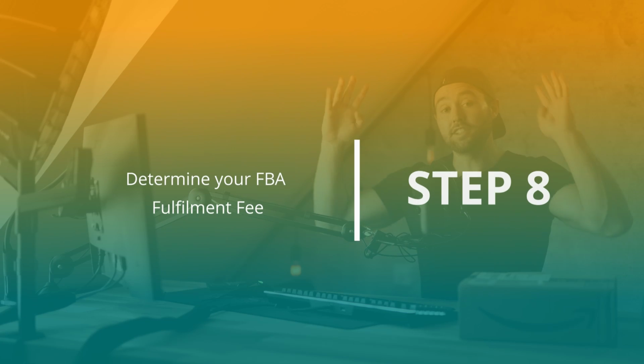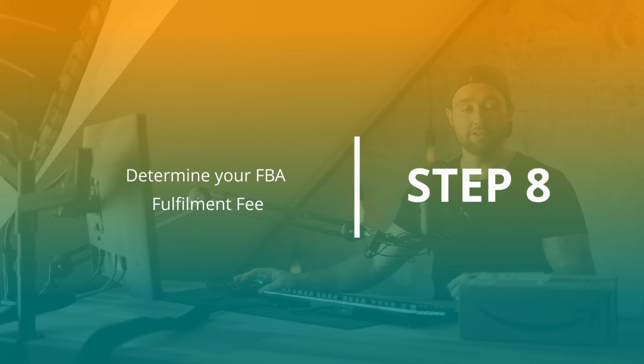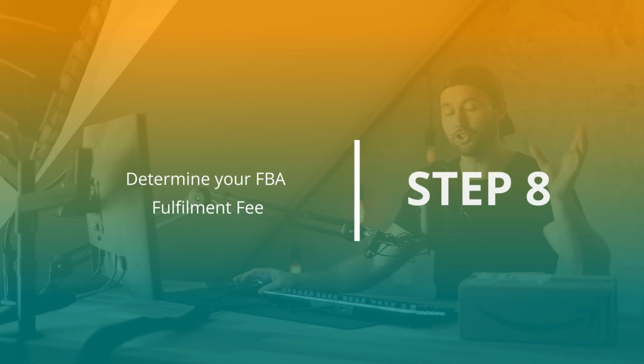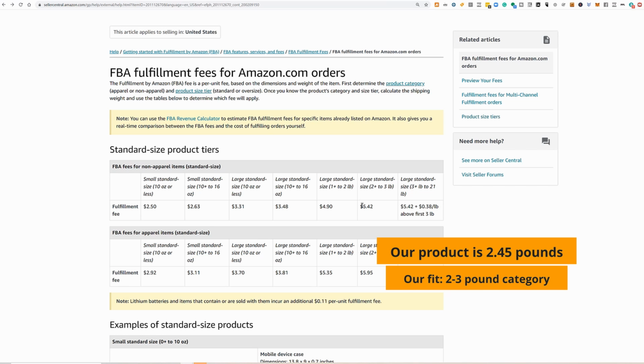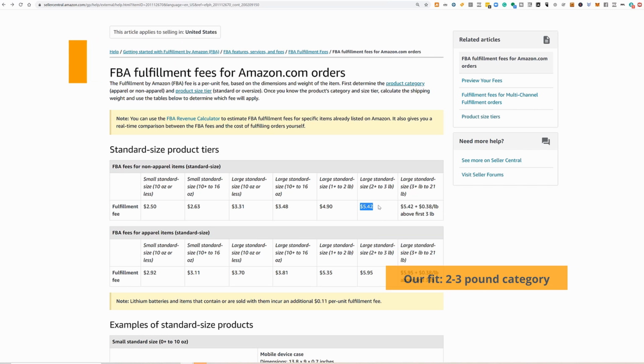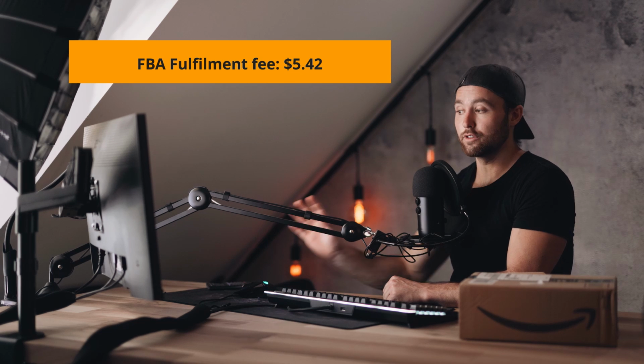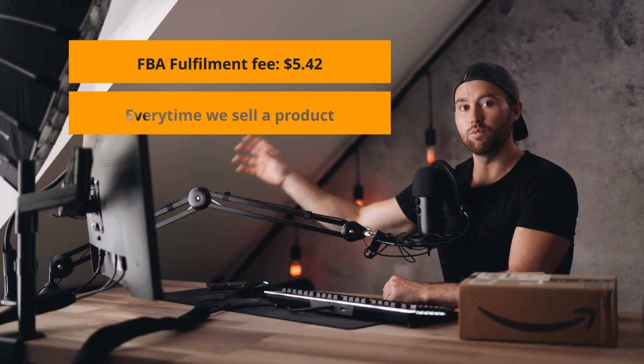And step number 8, determine your FBA fulfillment fee, because now we do know our actual outbound shipping weight. So here we can see standard size products for non-apparel items, and we come up to large standard size, which we are in. And we're not in 1 to 2 pounds, we're in 2 to 3 pounds. So 2.45 pounds, we're going to be paying $5.42 FBA fulfillment fee every time we sell a product.